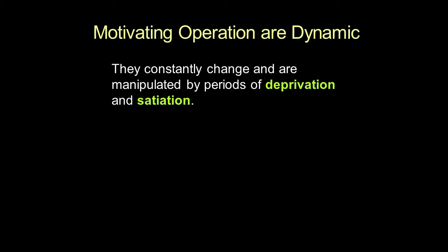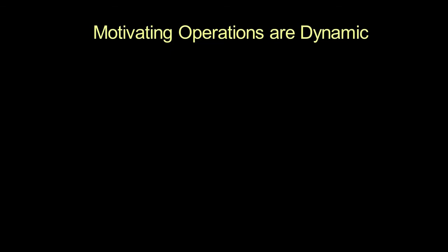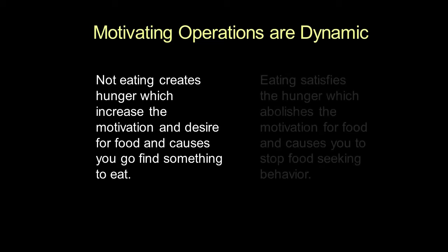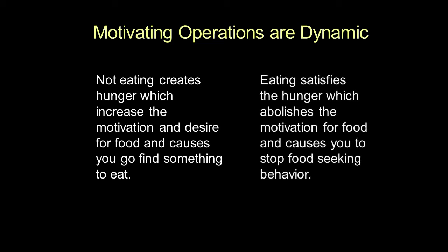They constantly change and again are manipulated by periods of deprivation and satiation, that is, not getting it and getting a lot of it. For example, if we don't eat, a period of deprivation, this creates hunger, which then increases the motivation and desire for food and causes you to go find something to eat. Eating, a period of satiation, satisfies your hunger. This abolishes the motivation for food and causes you to stop food-seeking behavior.